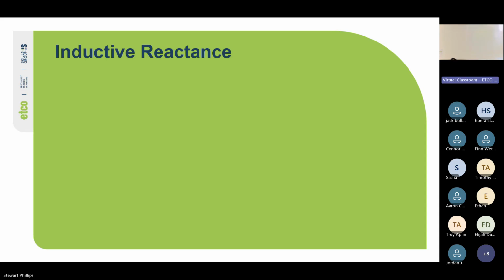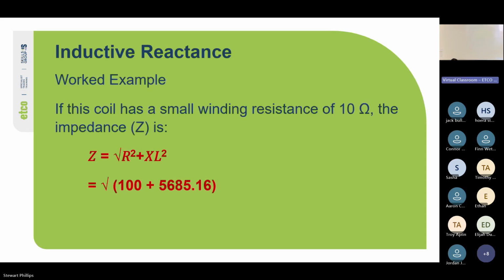So it should have been 100 plus 5,685.16. Cool. So that's how it ends up. Remember, if we were to draw it out, it would look like a triangle. And we will look at the triangles in a little bit.